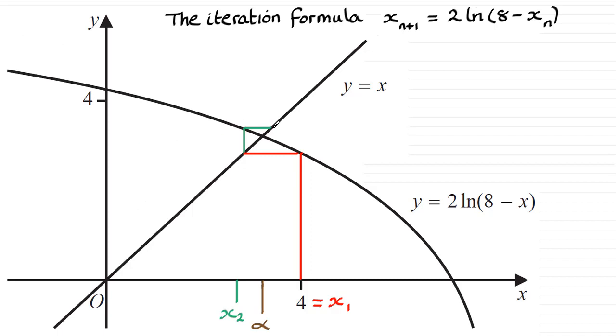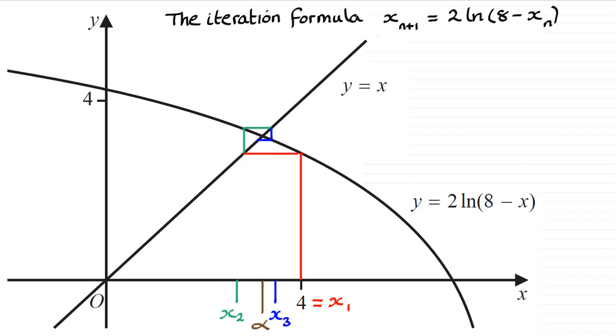Let's project downwards, it would come down here and this value here would be our new x value and it would be called x3. And if I take that value of x3, substitute it into here, it's going to give us this value here as our y value. And can you see it's starting to spiral in towards our root alpha?